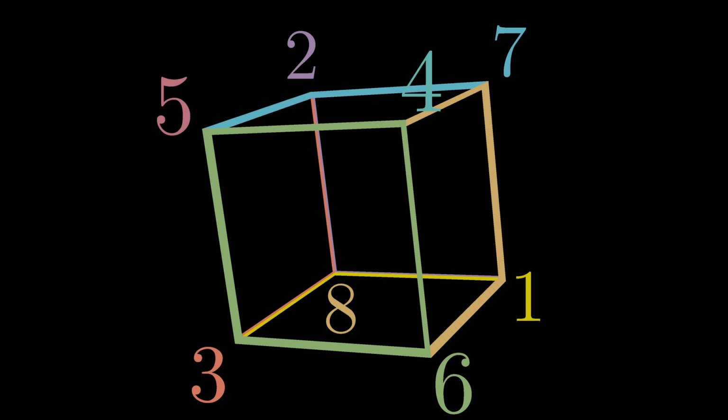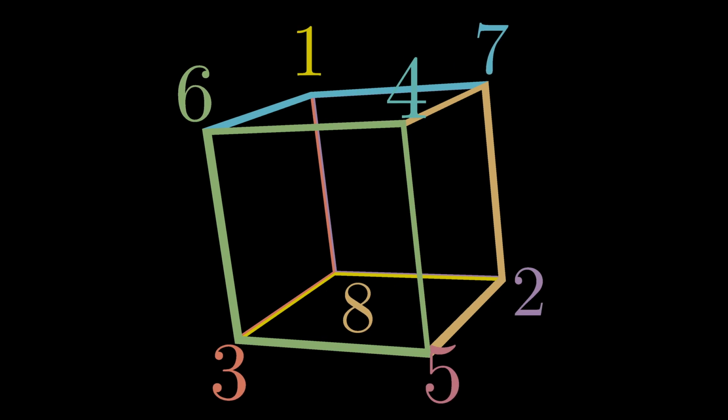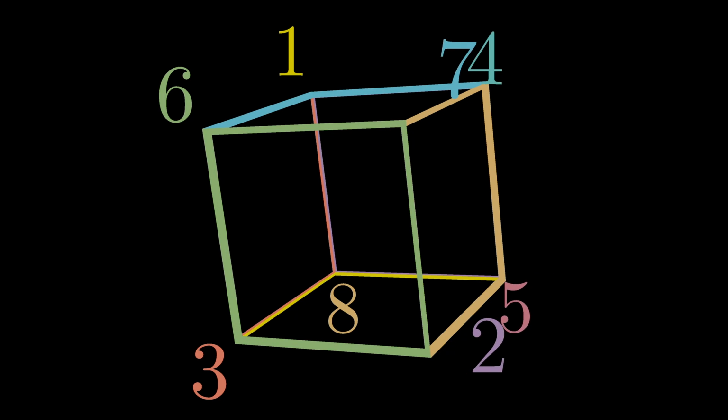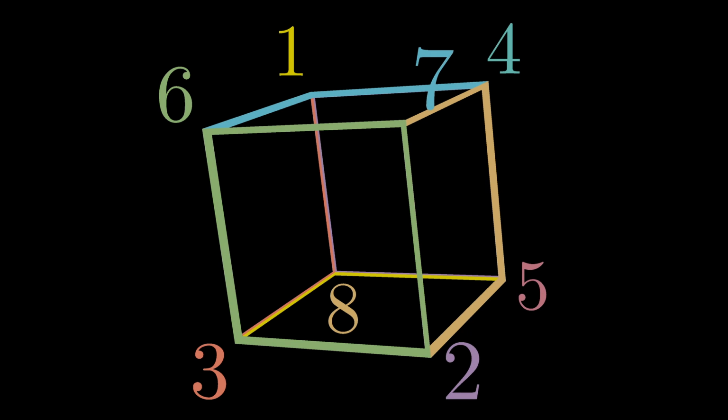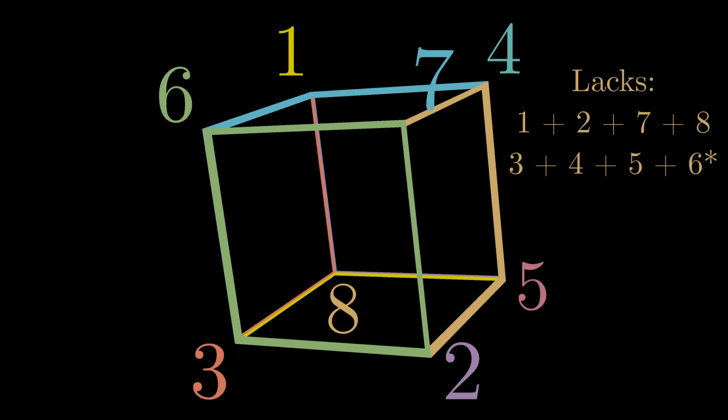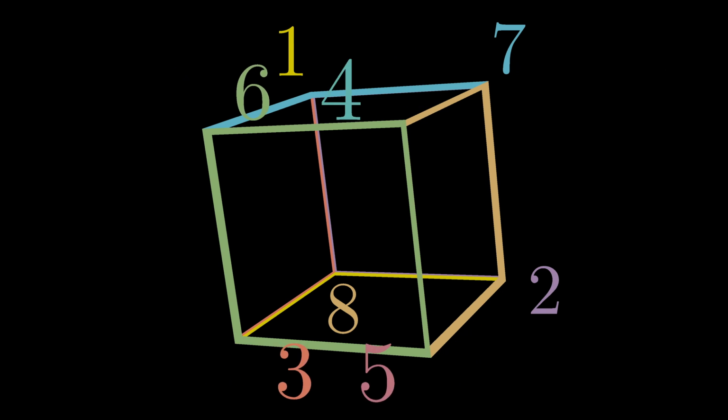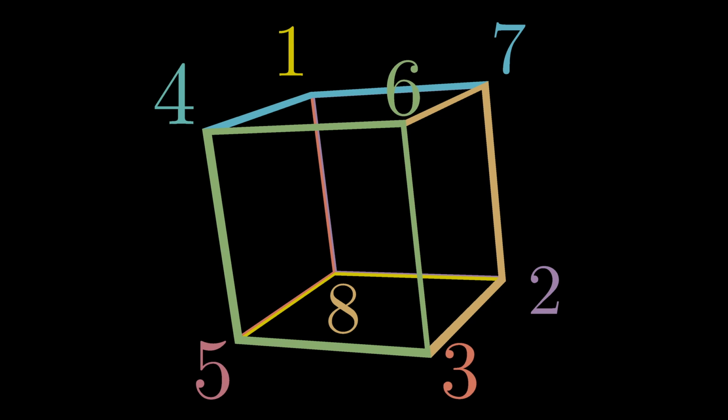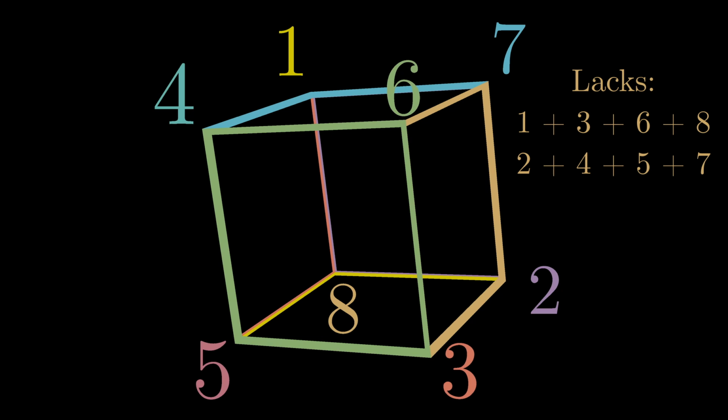To generate the other dice, all we need to do is jumble up the ordering of the top face's numbers in a way not possible through reflections or rotations. So in this case, I'll switch the 4 and the 7, and therefore the bottom 5 and 2 as well. This gives our second die, which now lacks the sums 1 plus 2 plus 7 plus 8, and its opposite 3 plus 4 plus 6 plus 7. Our third die, which switches the 4 and its corresponding 5, with the 6 and its corresponding 3, now lacks 1 plus 3 plus 6 plus 8, and 2 plus 4 plus 5 plus 7.